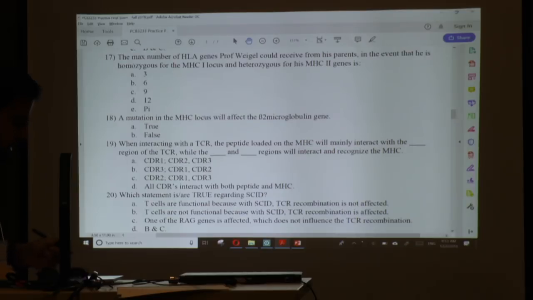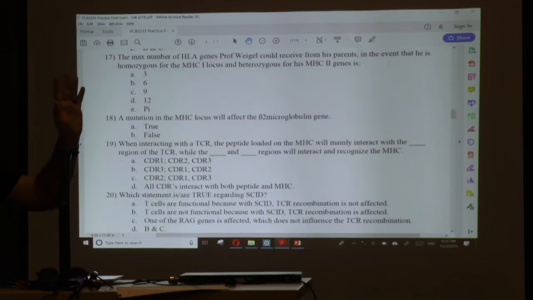Cool. All right, so question 17 says, the maximum number of HLA genes that Professor Weigel could receive from his parents in the event that he is homozygous for MHC1 and heterozygous for MHC2 is going to be how much? So if you're heterozygous for both MHC1 and 2, how many can you have total? 12, right? 6 MHC1s, 6 MHC2s. Now, if you're homozygous for, let's say, MHC1 in this case, how many MHC1s will you have if you're homozygous for MHC1?